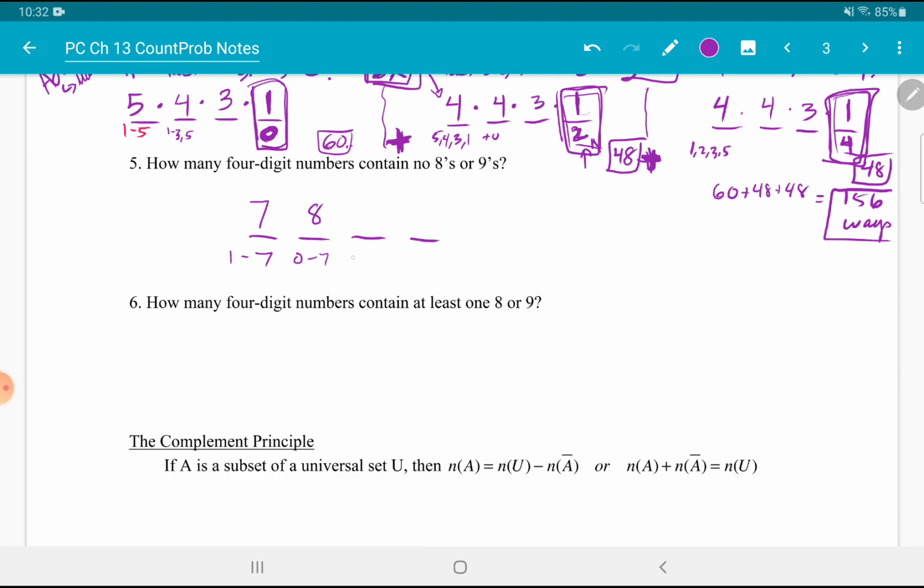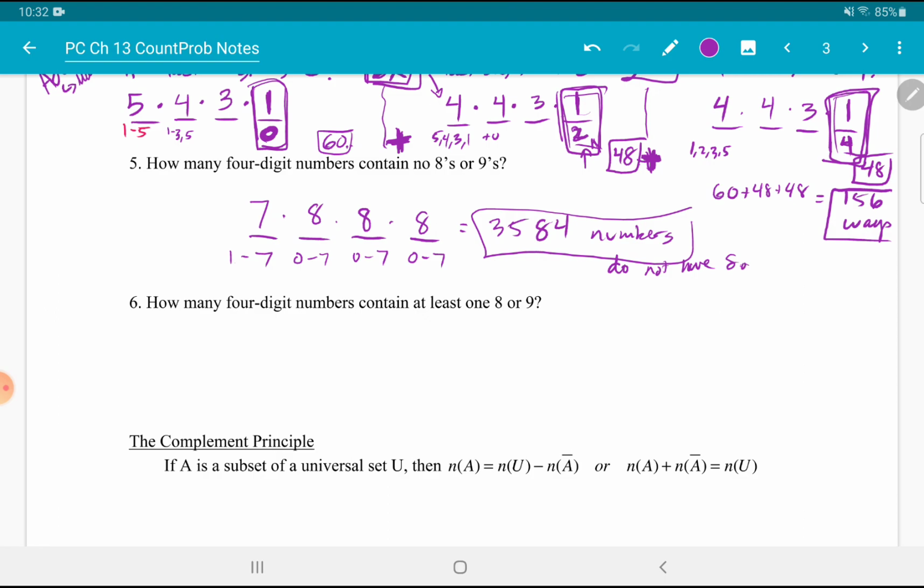And again, in the next spot, you have 0 to 7, and therefore, again, you have 8 choices to choose from. And on the last spot, again, you have 0 to 7, which means you have 8 choices to choose from. So multiplying those together, 7 times 8 times 8 times 8, gives you a value of 3,584 numbers. Okay, that's how many 4-digit numbers have no 8s or 9s. Numbers, let's just add there, do not have 8 or 9.